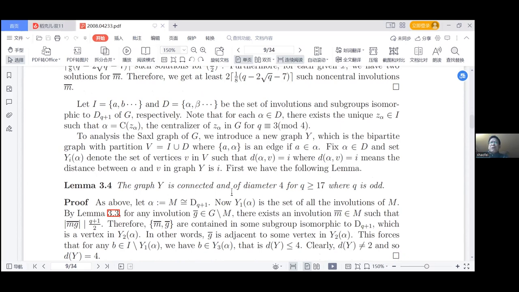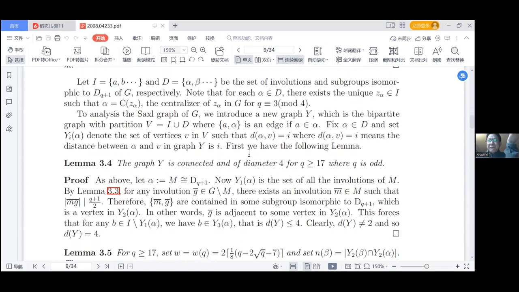I just say we use some group theory method. That means in the middle, I define the graph. Let I be a set of involutions, and D a set of subgroups isomorphic to the dihedral group D of order 2(q+1).